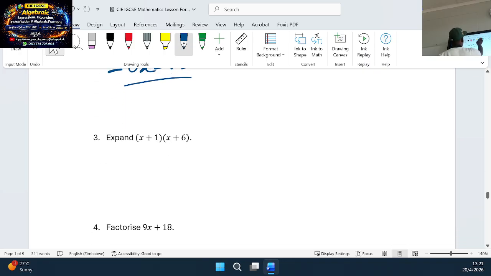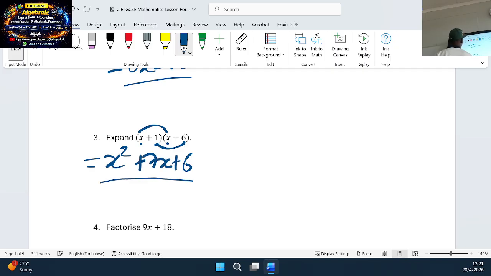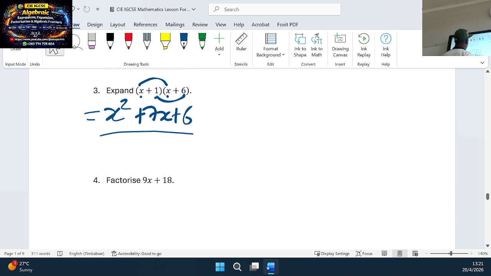Then next is an expansion, and as we saw earlier, when we expanded the first two, they multiply themselves, giving us x squared, and the last term, 6 times 1, gives us 6. Then on the middle part where we have like terms, we have 1 times x, that's x, 6 times x, that's 6x. So 6x plus x gives us 7x. I think that will be it for that expansion.